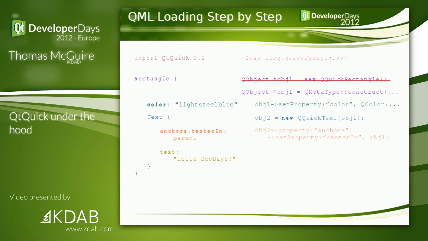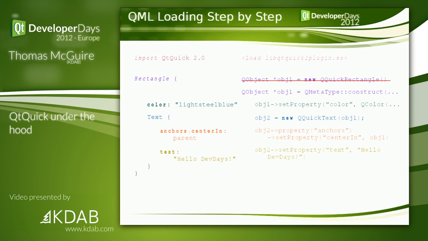Then it sets the anchors. That's actually a nested property. So the anchors property, if you look in the source code, is a property of type QObject. So it first gets that and then sets the sub-property, so to say. Then, of course, setting the text is the same as setting the color. And that's it. Quite easy, right?